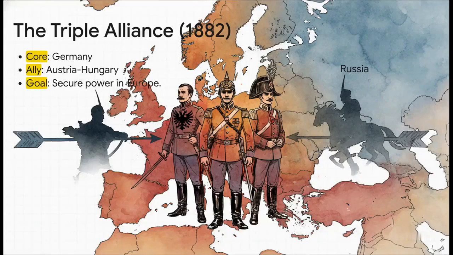So, first you get the Triple Alliance. This was basically Germany and Austria-Hungary making a pact, with Italy kind of tagging along as, let's say, a less than reliable partner. Their whole goal was to create this solid bloc in the middle of Europe to defend themselves against France in the west and Russia in the east.